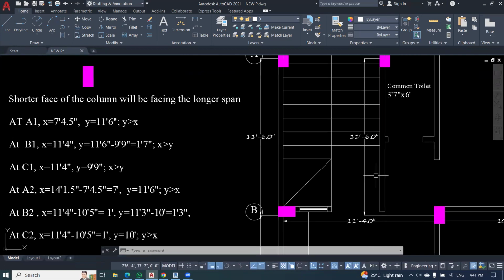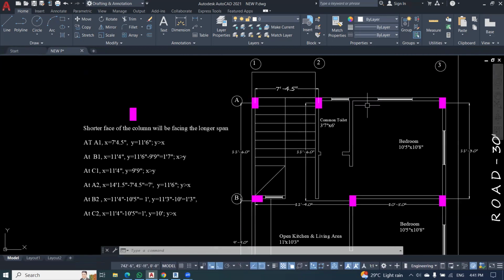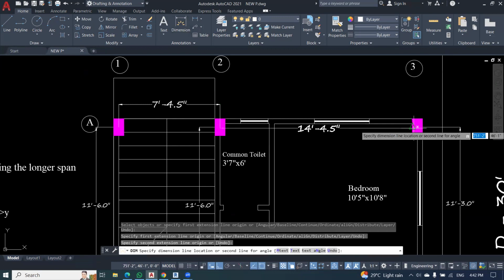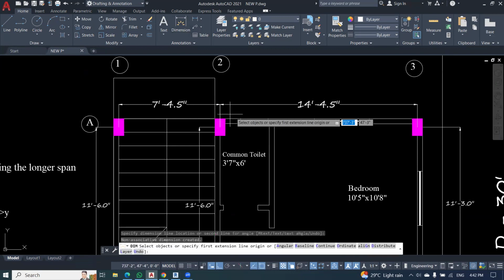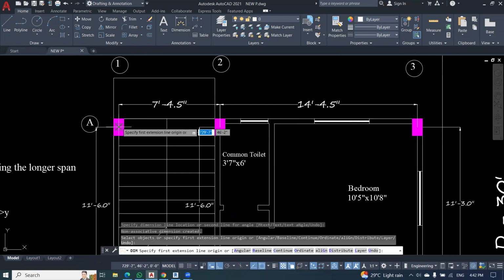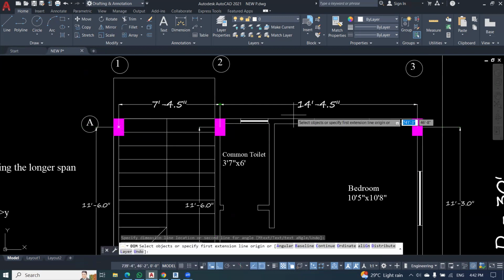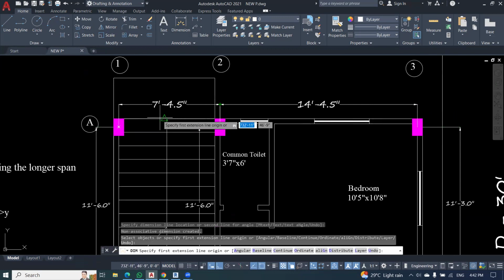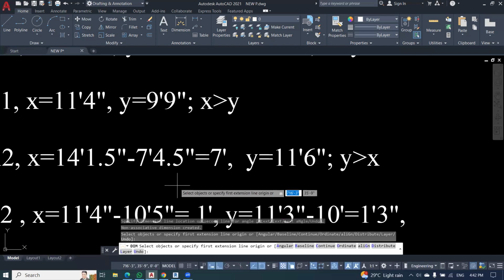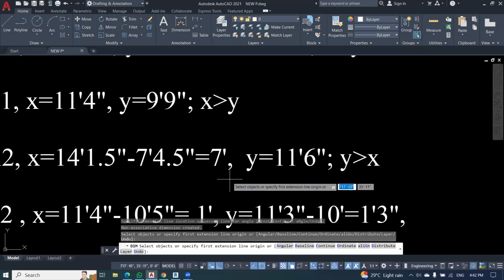Okay. So A2, at A2, how much is the x distance? So at A2, you can see the beam is going in two directions. दो तरफ जा रहा ना बीम. Yes. यहाँ से यहाँ एक जा रहा और यहाँ से यहाँ पे एक बीम जा रहा. Okay. So 14 feet 4.5 inches minus 7 feet 4.5 inches. That goes to 7 feet.